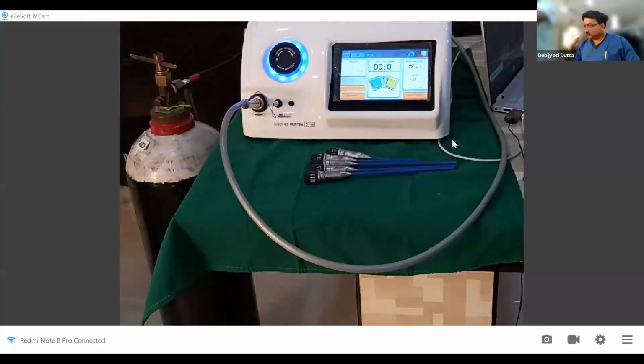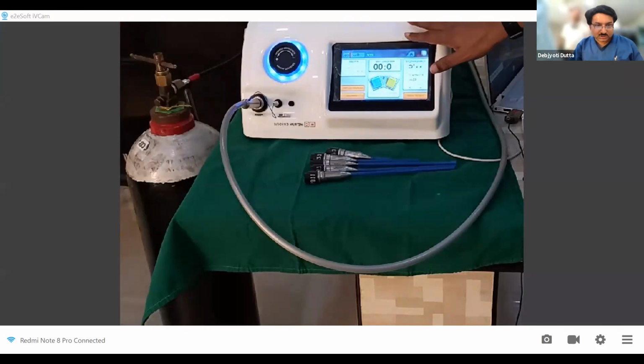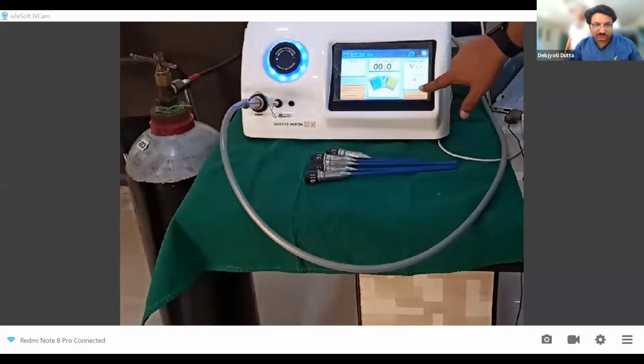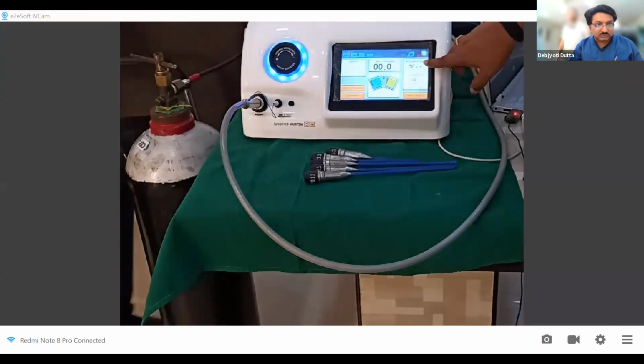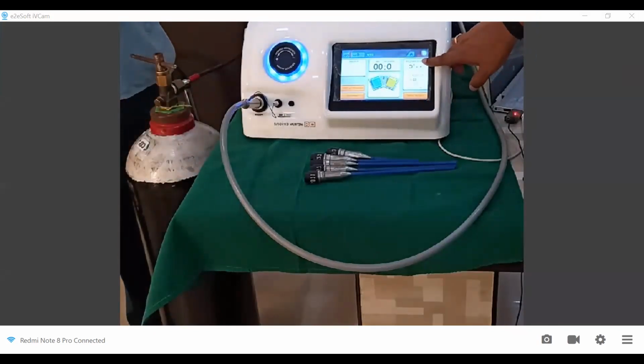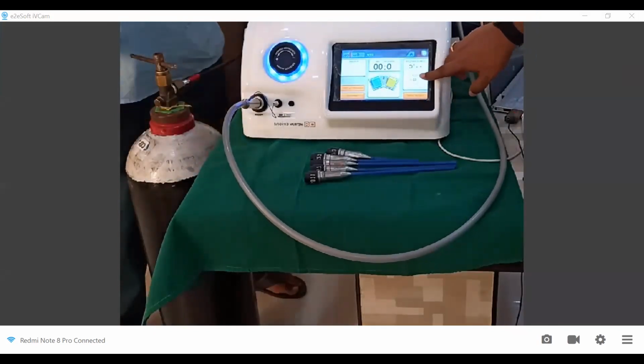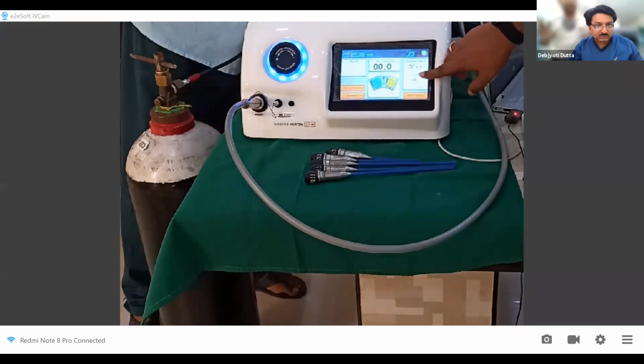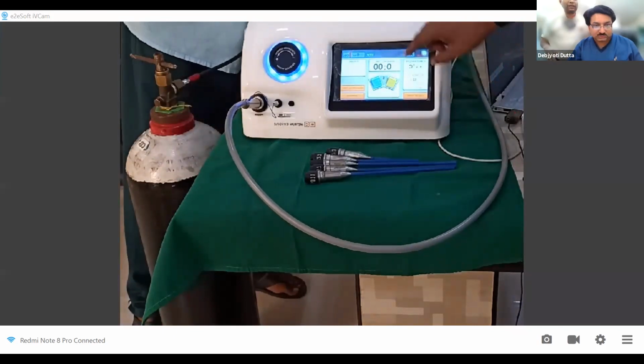Okay, you see, this is the machine. This is the touch screen with which you can see the temperature when you are operating it. So temperature, flow of the gas, carbon dioxide. See, there are two types of carbon dioxide here.